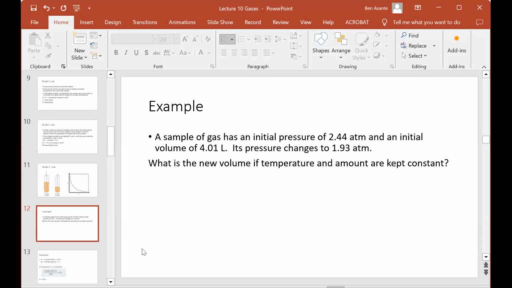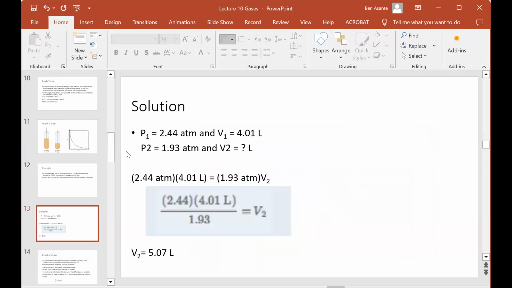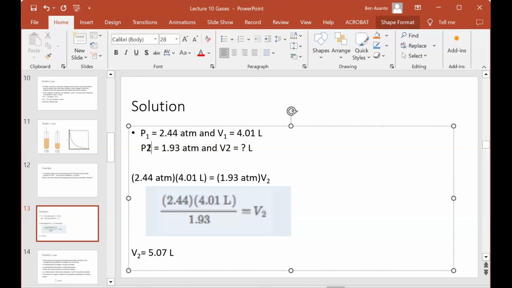A sample of gas has an initial pressure of 2.44 atmospheres and an initial volume of 4.01 liters. This pressure changes to 1.93 atmospheres. What is the new volume if temperature and amount are kept constant? All right. So now we have P1 V1 equals P2 V2. We know them, so we can just put them together and then we can solve the problem.